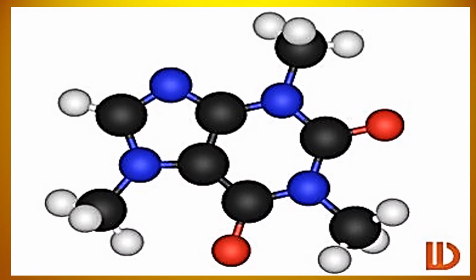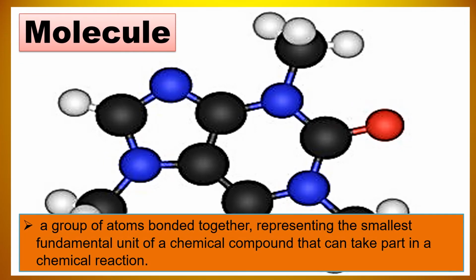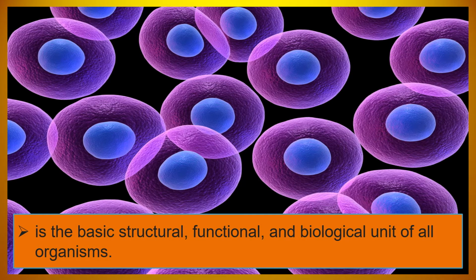The second level is the molecule. The molecule is a group of atoms bonded together, representing the smallest fundamental unit of a chemical compound that can take part in a chemical reaction. Given the foundations of both living and non-living things, the third level is the start of the biological hierarchy. The basic structural, functional, and biological unit of all organisms is the cell.